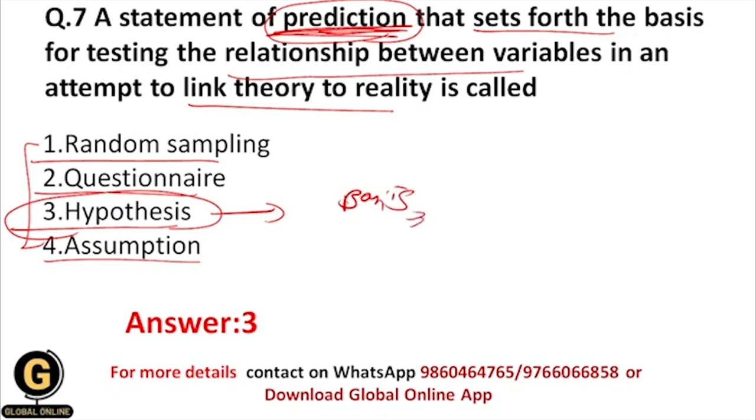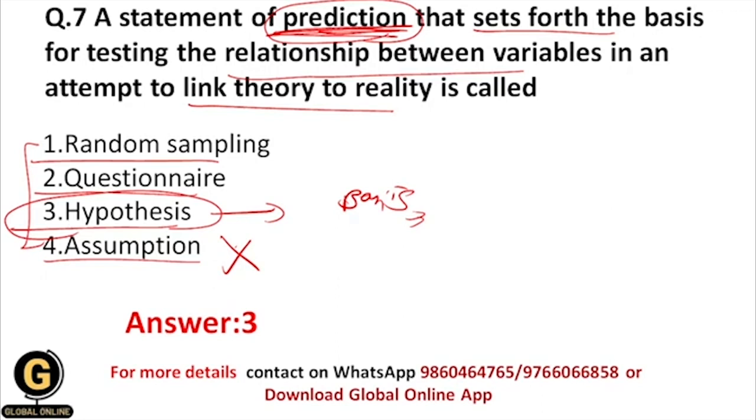About the testing of relationship between the variables under study. And this is the attempt to link theory part to the reality. All of you getting? And that's why your correct answer should be hypothesis, not assumption, because there is a lot of difference between hypothesis and assumption. Assumption is only the thing which comes after our intuitive thinking, but hypothesis is the proper prediction.